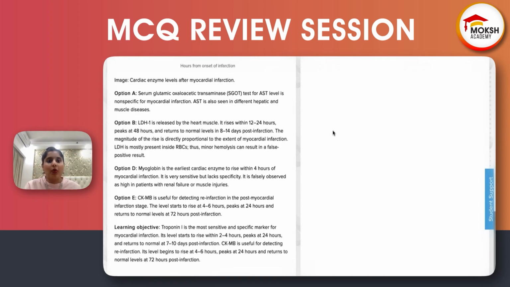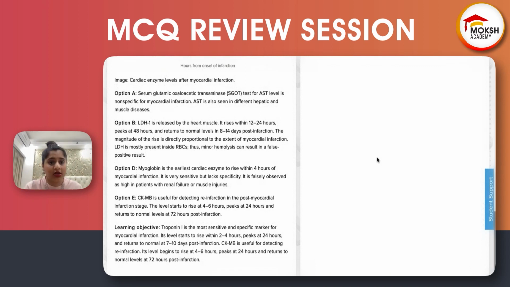Now, what is SGOT? It's AST. It's not specific for MI. AST is also seen in different hepatic and muscle diseases, and it's just mentioned here for the sake of it. Clinically, we do not use AST for MI. Remember that. LDH, we just learned, rises within 12 to 24 hours, peaks at 48, and returns to normal after 14 days post-infarction, in fact more than that as well. The magnitude of the rise is directly proportional to the extent of the injury. LDH is also present in RBCs, so minor hemolysis can result in a false positive result.